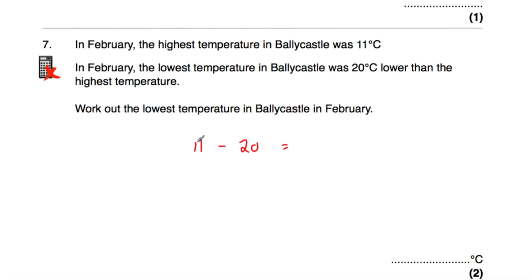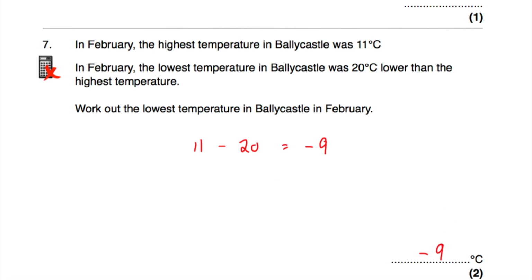So let's work out what we would get. If we've got 11 and we take away 20, well 11 take away 11 would be 0, and we've got another 9 to take away, so it'll be minus 9. So the answer would be minus 9 degrees Celsius. What I've done there is I've started at 11, I've gone down another 11 to get to 0, and then we've got another 9 to go down, so it'll be negative 9 or minus 9.